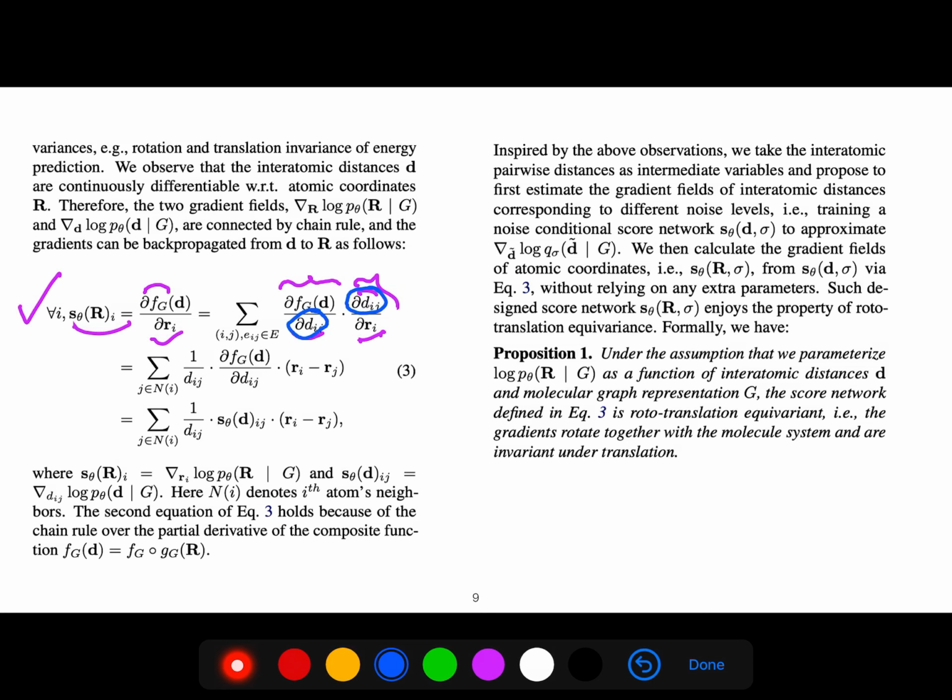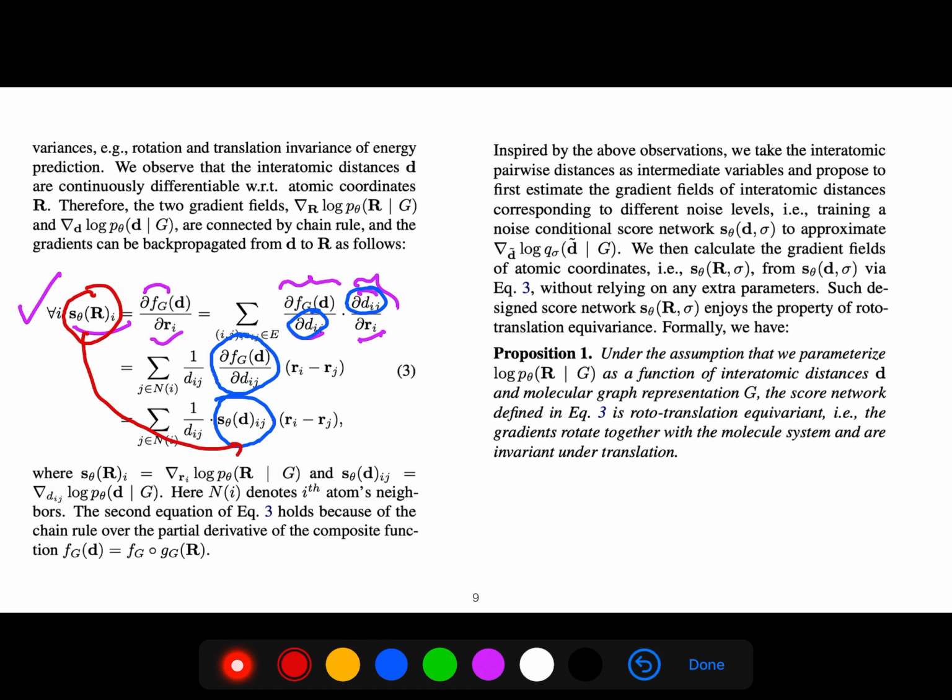Now why do we do this? Because the gradient with respect to D is enough. We can handle this easily. So we have simplified: we have moved from the score of R to the score of D. So this is the novelty of this paper.